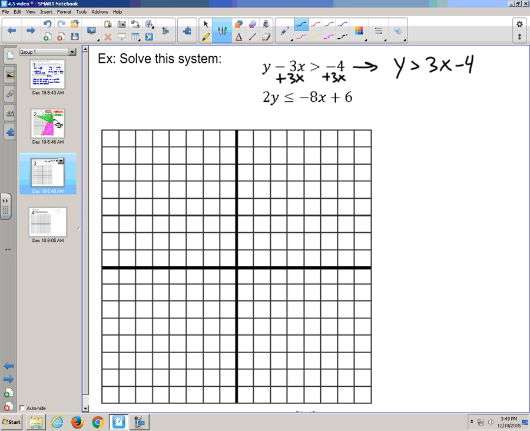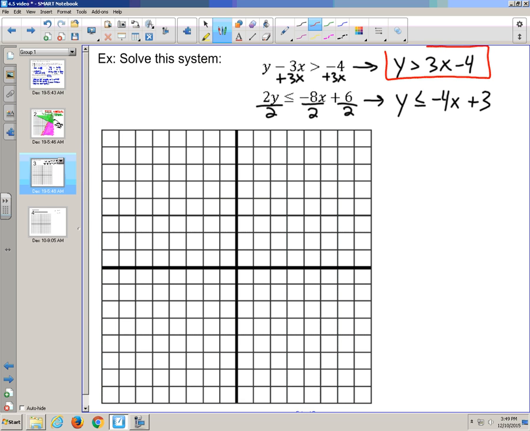In my second inequality, I have 2y, so I need to divide everything by 2 in order to get y alone. So I'm going to divide everything by 2, and that gives me y less than or equal to -8 divided by 2 gives me a -4 times x, and 6 divided by 2 will give me a +3. So -4x plus 3. So same process, we're in mx plus b form.